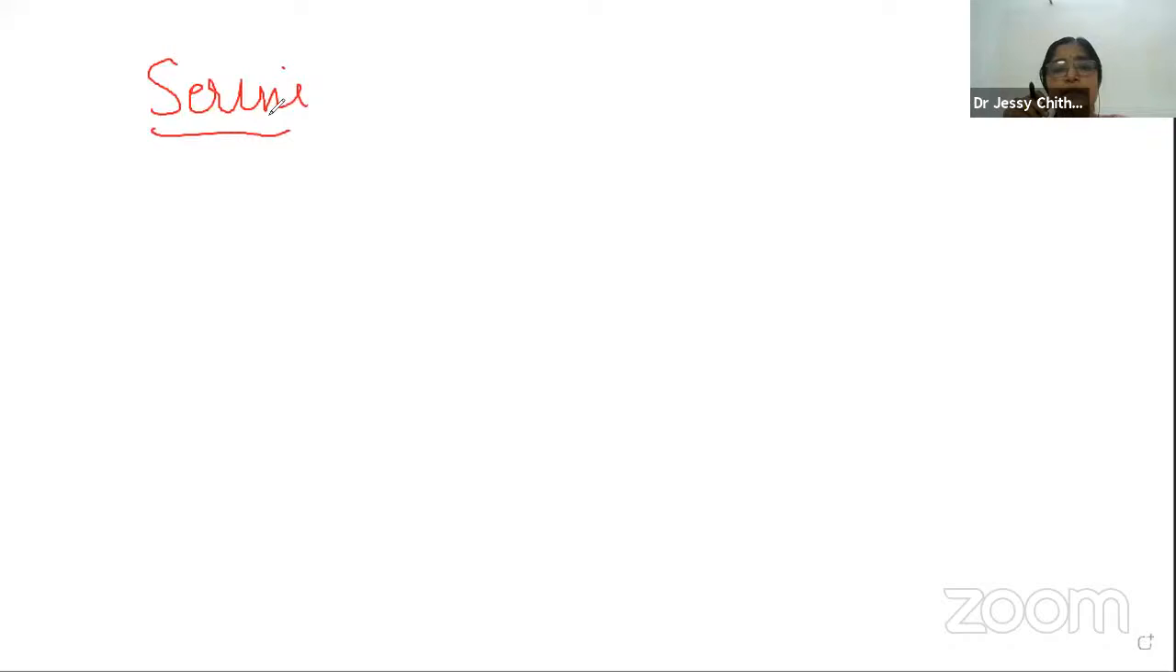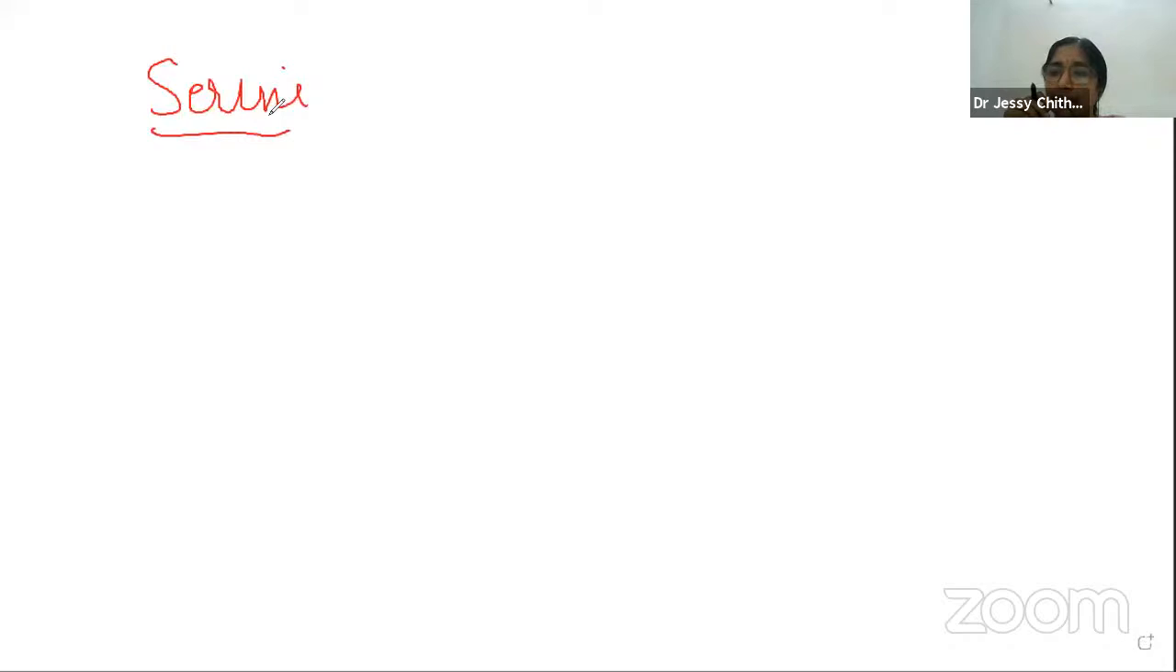That is about serine. Now moving on to alanine. In alanine, the Cahill cycle is important, and beta alanine is important. Beta alanine is an important component of coenzyme A.